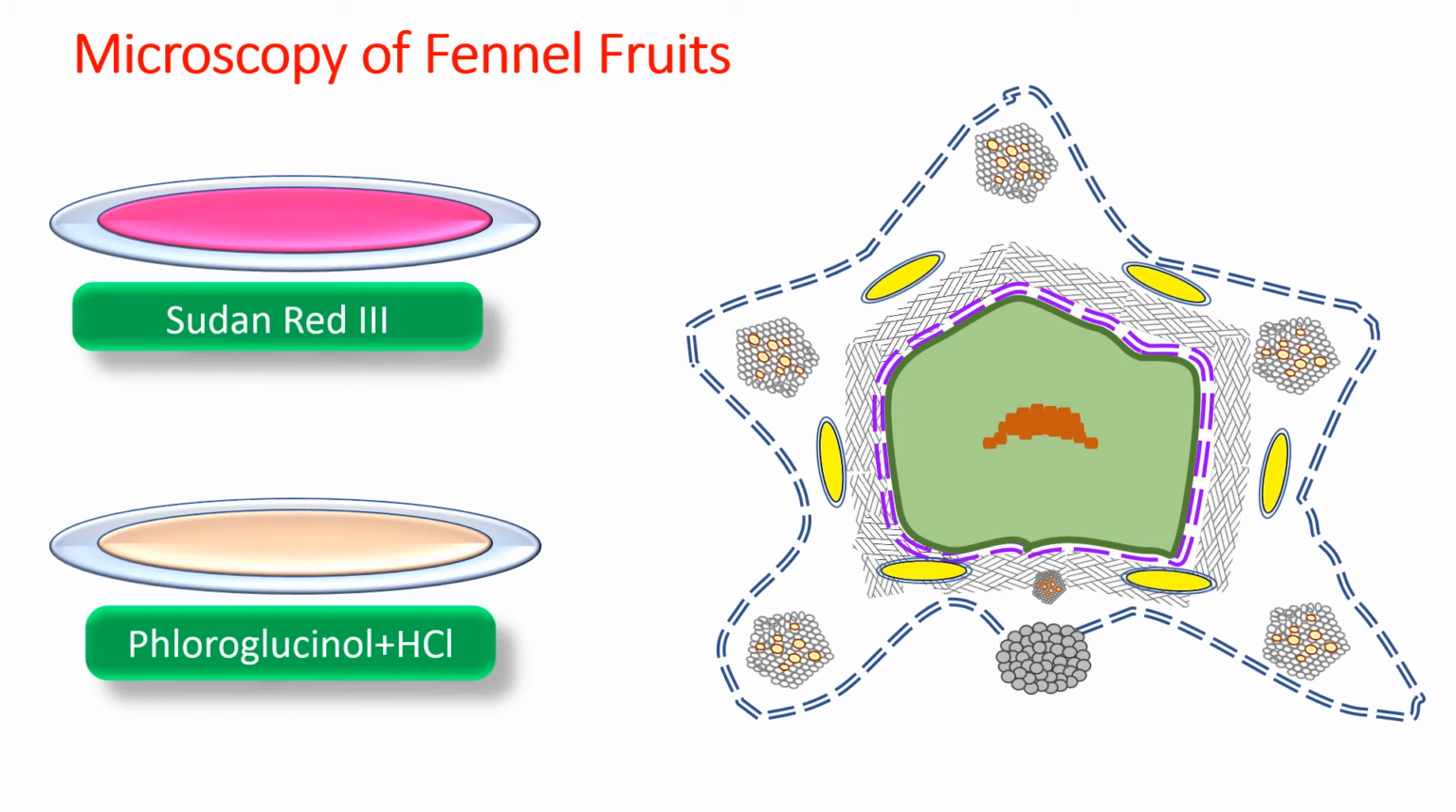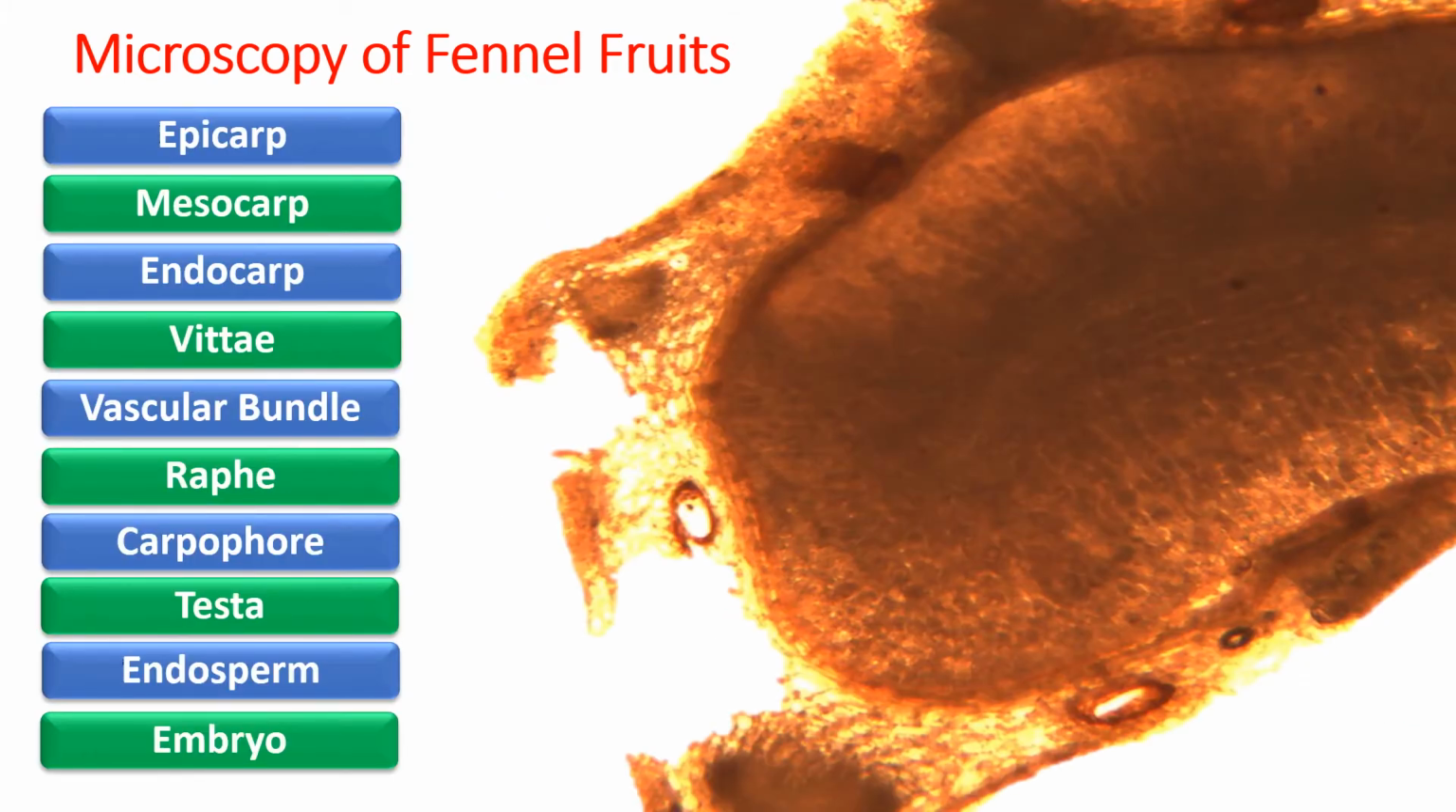There is a third stain called picric acid, which can also stain the oil globules as well as the endosperm, because the endosperm has some amount of aleurone grains, but those are not that clearly visible. Now, this is the actual TS of the fruit. Actually, this fruit's TS appears in this way.